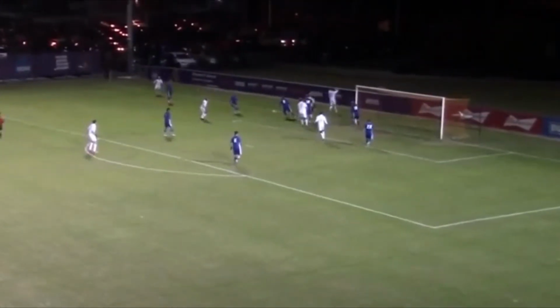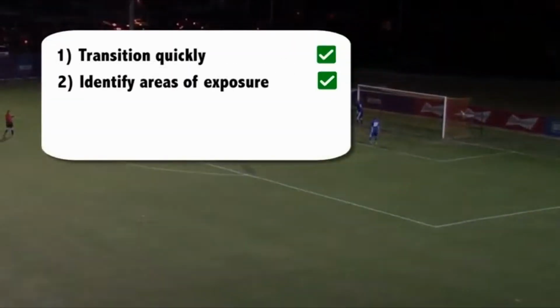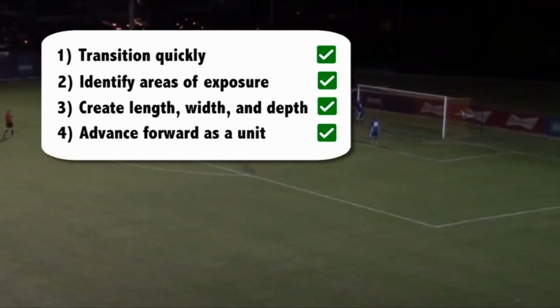This comes from the white team's ability to transition quickly, identify areas of exposure, create length, width and depth, and advance forward as a unit. Move on to the lesson to work through some scenarios for yourself.